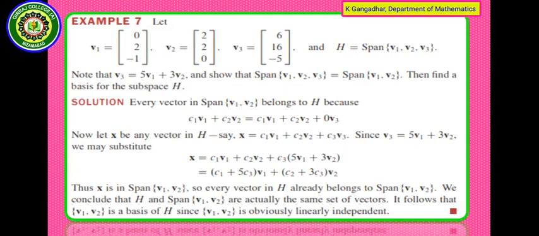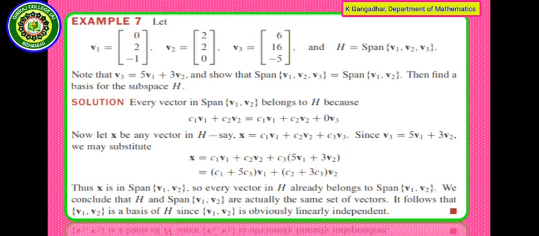Now the next problem. Let V1 = (0, 2, -1), V2 = (2, 2, 0), V3 = (6, 16, -5), and H = span of V1, V2, V3. One condition is given: V3 = 5V1 + 3V2. Then show that span of V1, V2, V3 equals span of V1, V2. Also find a basis for the subspace H. So here in V1, V2, V3, one equation is given.